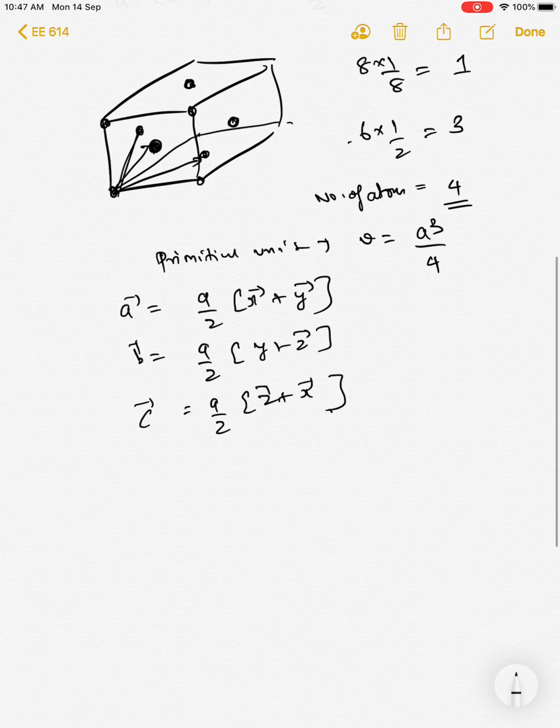Now I will put it as an exercise for you to do a dot b cross c, and you can easily show it to be a cube by 4.